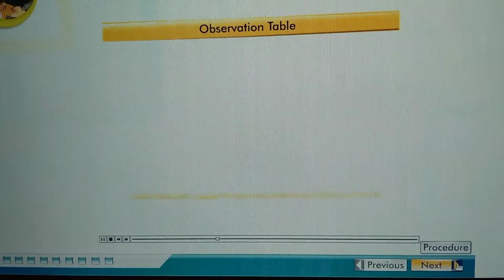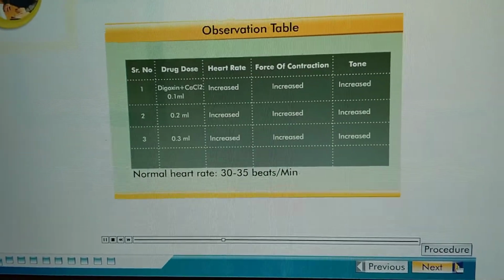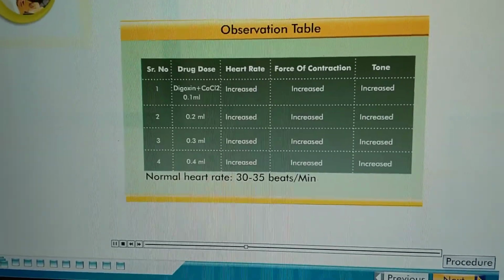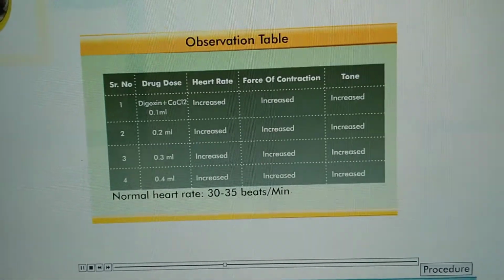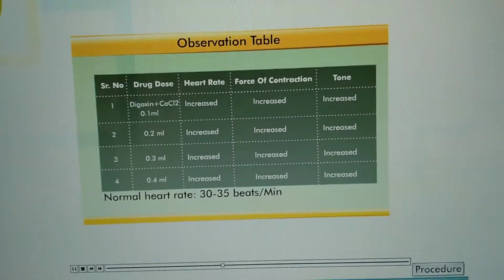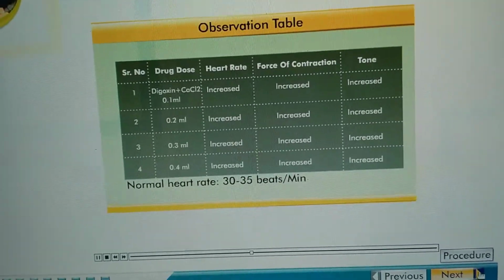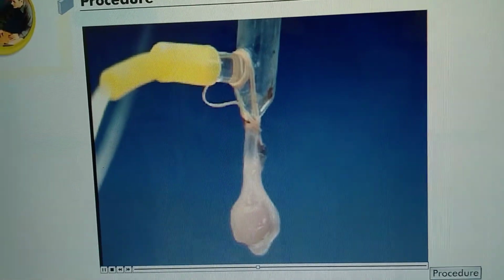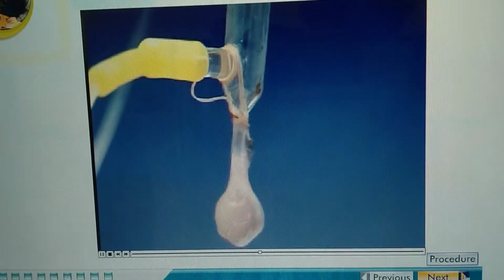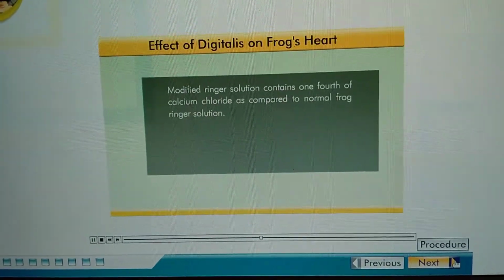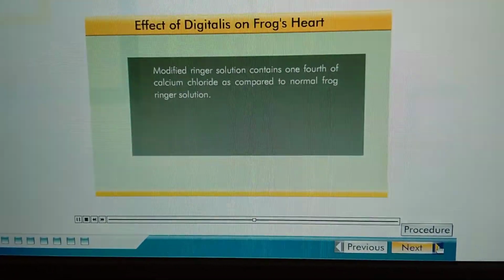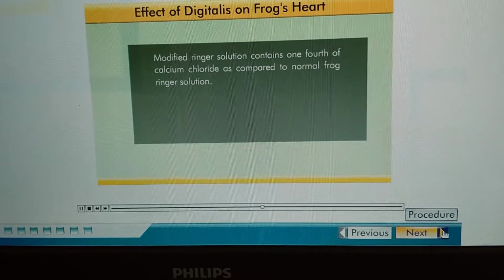Repeat the same with 0.2, 0.3 and 0.4 ml each of digoxin and calcium chloride solutions. You will notice a further increase in the cardiac activity. For studying the cardiotonic effect of digoxin in a failing heart, perfuse the isolated frog heart with modified ringer solution. Remember, modified ringer solution contains 1/4 of calcium chloride as compared to normal frog ringer solution.